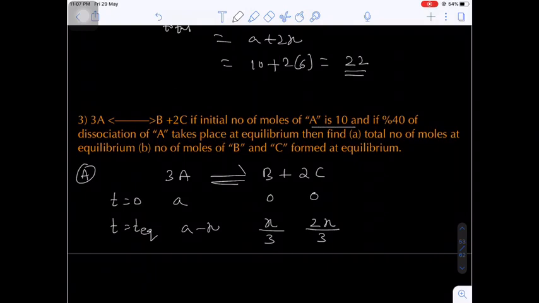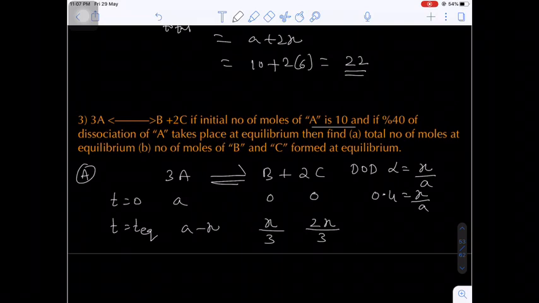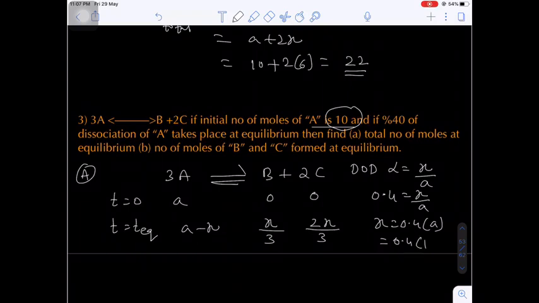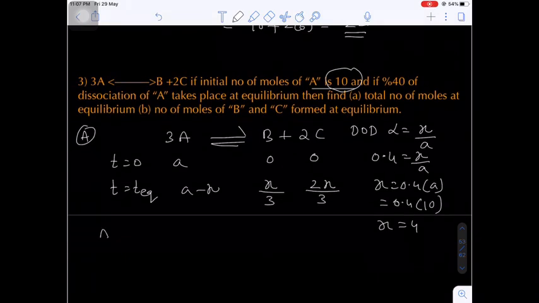Now initially how many moles of A? Initially taken 10 moles. Now what is the alpha given to you? 40%. So DOD, that is alpha, is x by a. What is the alpha given to you? 0.4 is equal to x by a. x is equal to 0.4 into a. What is the a? Initial number of moles, 10. So 0.4 into 10, that is x is equal to how much? 4.